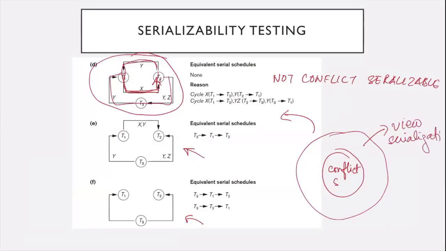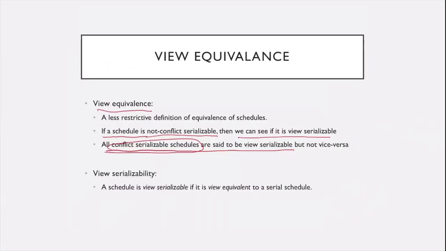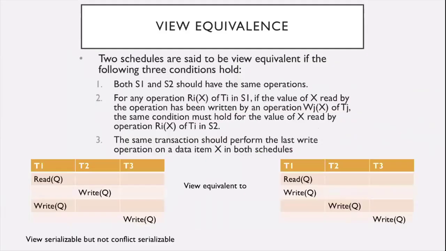So the ones which are not conflict serializable may also be view serializable. So let's see what it is. A schedule is view serializable if it is view equivalent to a serial schedule. So what is view equivalence? We'll just look at the definition and example.